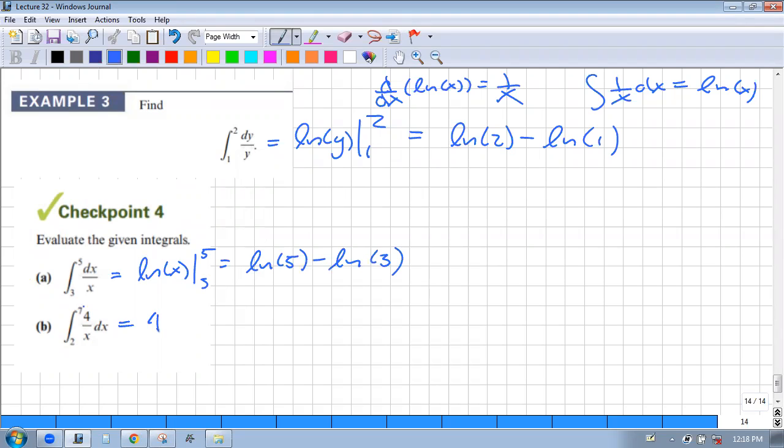Here we can pull the 4 out. The integral of 1 over x, natural log of x. And we're evaluating from 2 to 7. So I would pull the 4 out, and I do natural log of 7 minus natural log of 2. Easy so far? Okay.